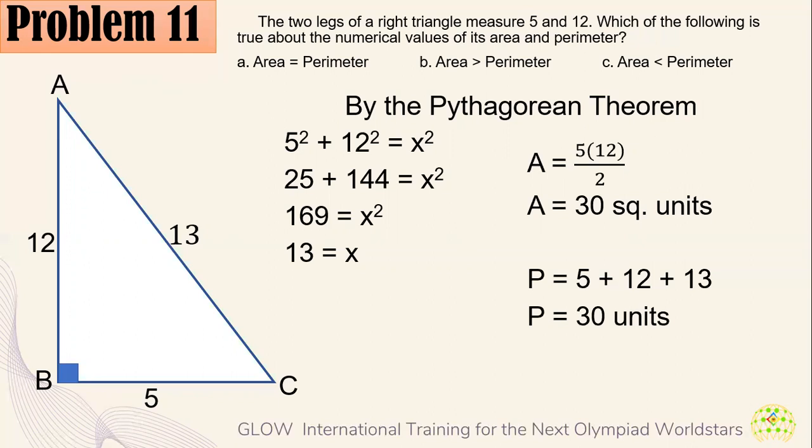And we could see that numerically speaking, regardless if it's units or square units, they are both 30 here. Hence, we could say that area is equal to perimeter numerically speaking. Letter A is the correct answer here. All right. Let's move on to item number 12.